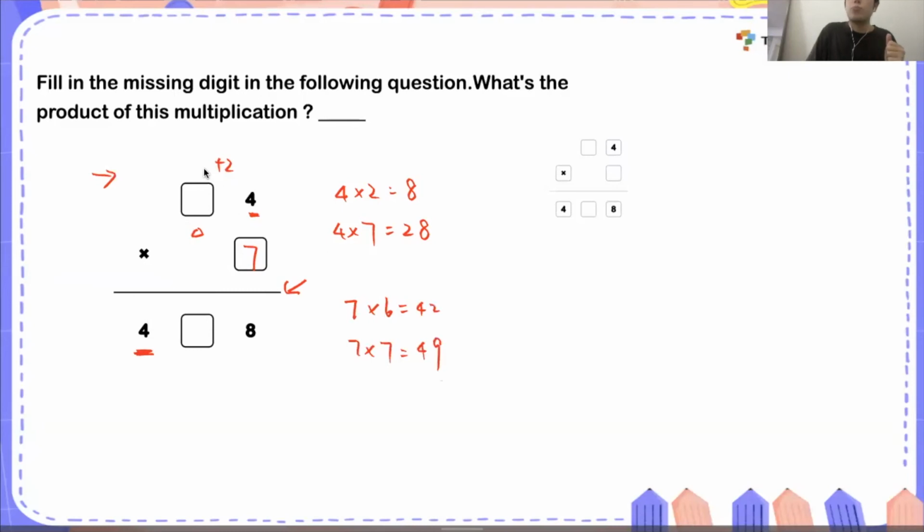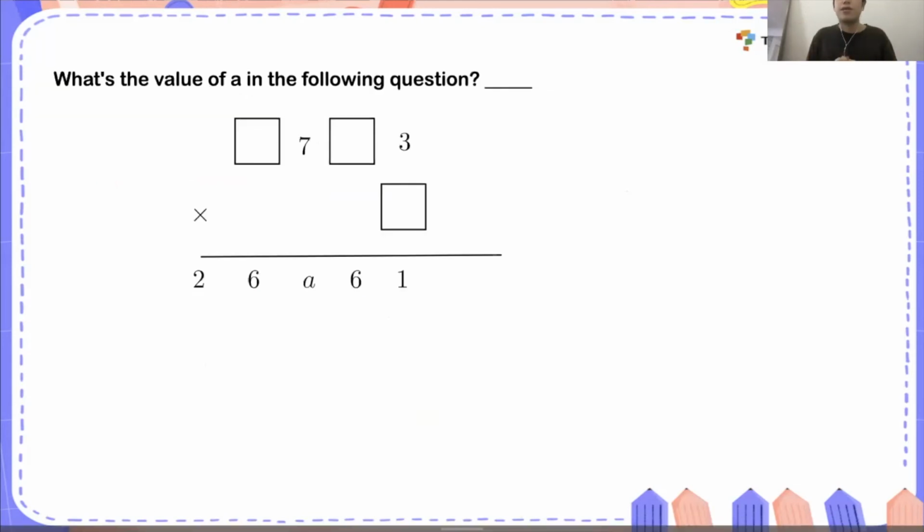But we need to pay attention. We should carry 2 on the next digit. So if we have 7 times 7, 49, we add 2, that is 51, right? So we cannot use 7 times 7. So we should have 6 here. And if we confirm that it is 64 times 7, the result is 448. Congratulations, and we move to the next question.